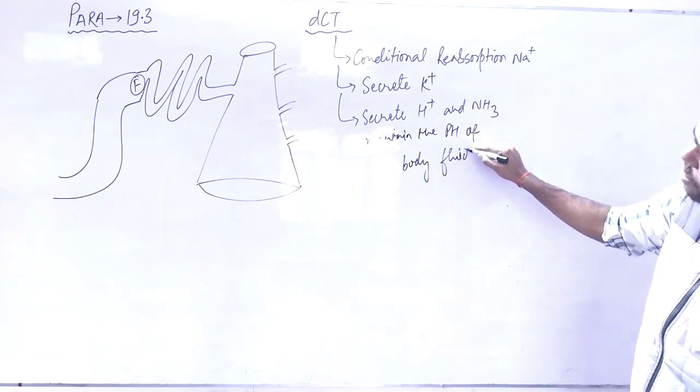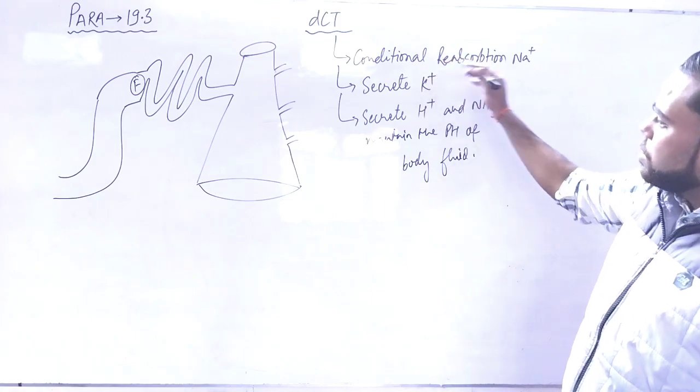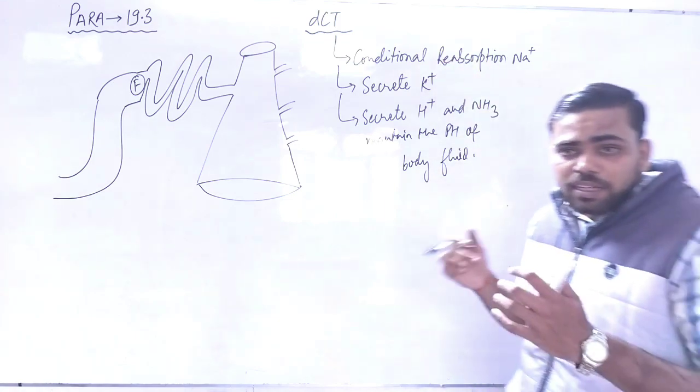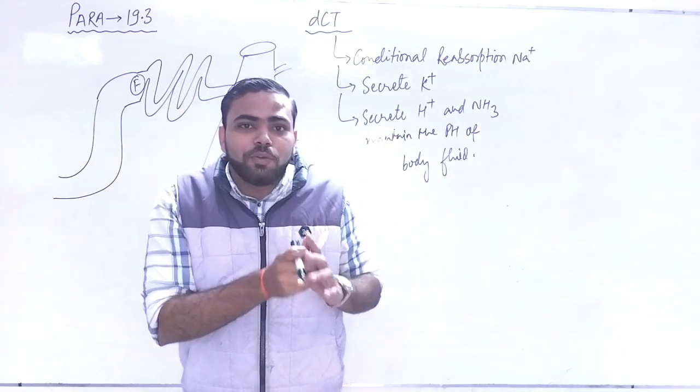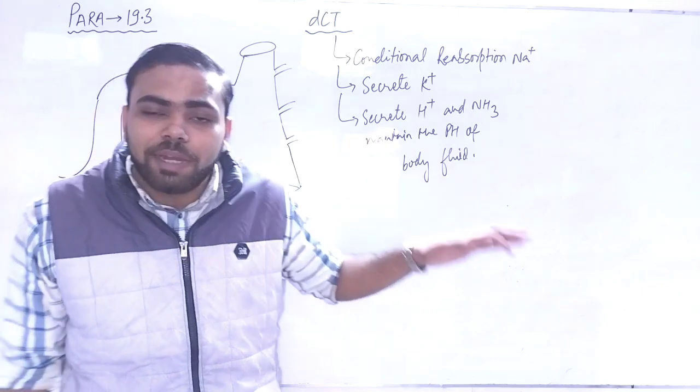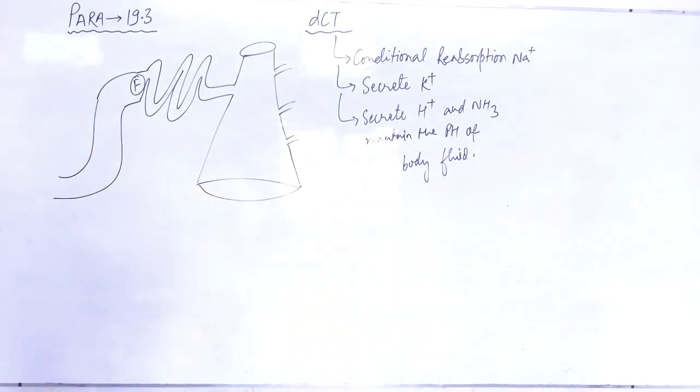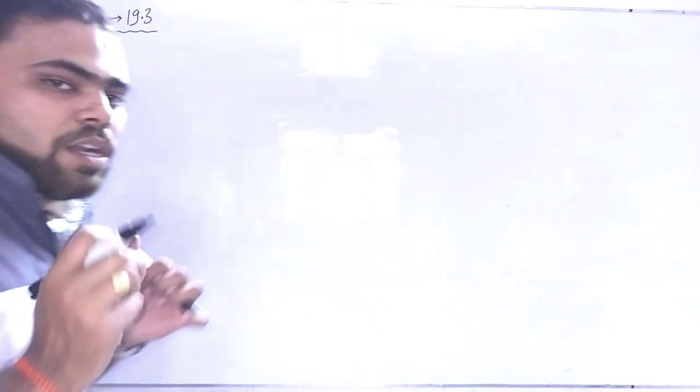These are the basic functions of DCT. लेकिन इन सारे functions हम समझते हैं कि DCT is how actually doing all these functions and maintaining the pH by releasing, secreting H plus ion and ammonia. Now see in detail.